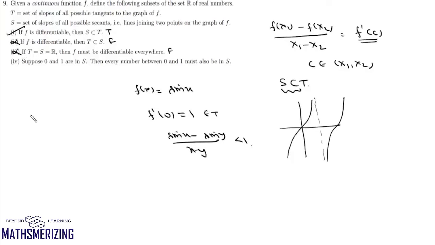Now what about the fourth one? Suppose it says 0 belongs to S and 1 belongs to S. Then every number between 0 and 1 must also be in S. So at some point, slope is 0, and then at some other point, slope is 1. Now since the function is a continuous function, from mean value property we can say that slope of all possible secants will take all the values between 0 and 1. So that means statement 4 has to be true. So answer to this question is true, false, false and true.